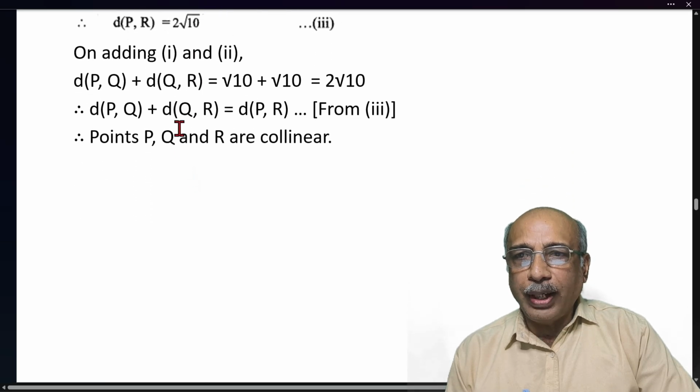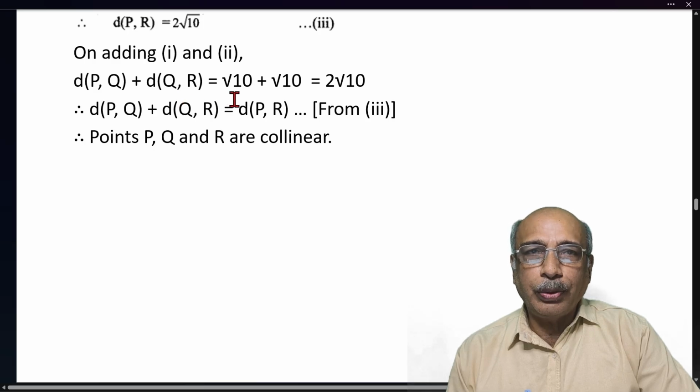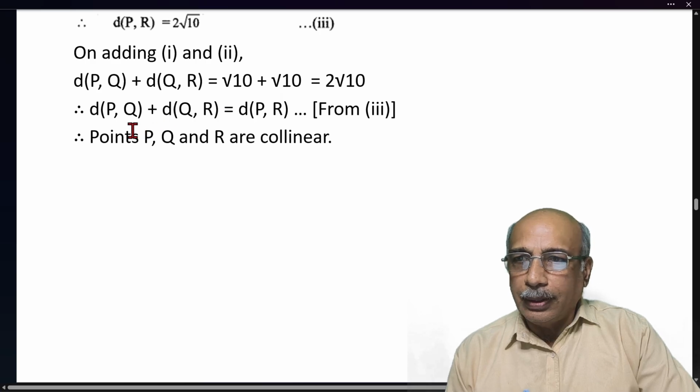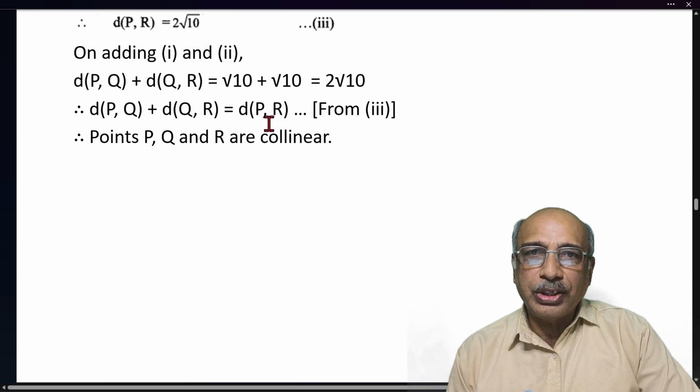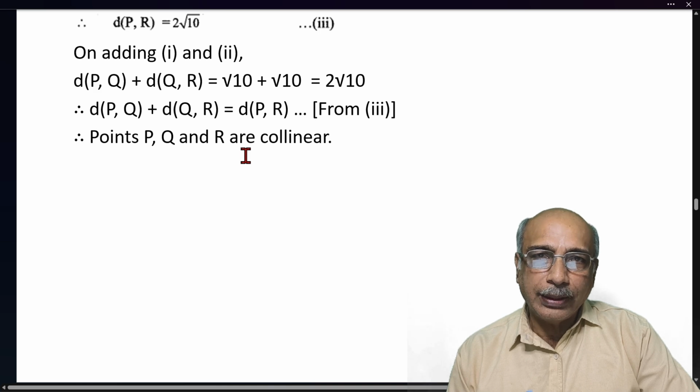On adding 1 and 2, distance PQ plus distance QR equals root 10 plus root 10 equals 2 root 10. Therefore, distance PQ plus distance QR equals distance PR from 3. Therefore, points P, Q and R are collinear.